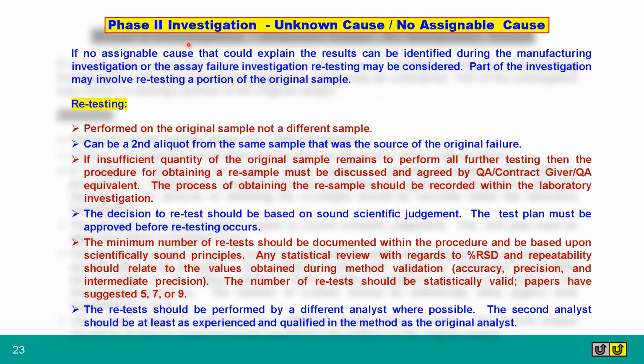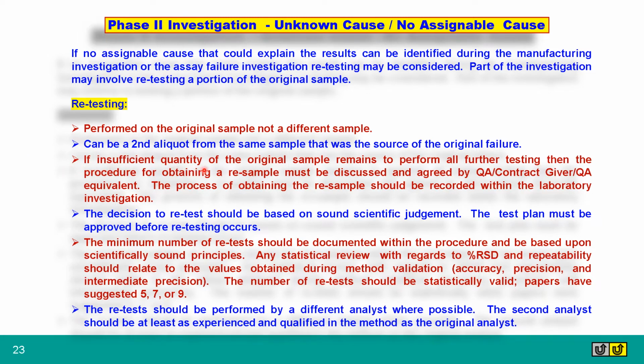Phase 2 investigation. Unknown cause / no assignable cause. If no assignable cause that could explain the results can be identified during the manufacturing investigation or the assay failure investigation, retesting may be considered. Part of the investigation may involve retesting a portion of the original sample. Retesting is performed on the original sample, not a different sample. It can be a second aliquot from the same sample that was the source of the original failure.